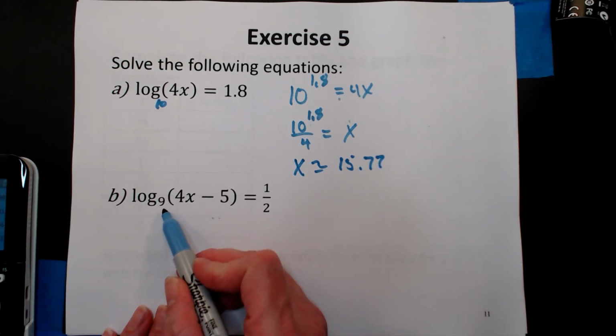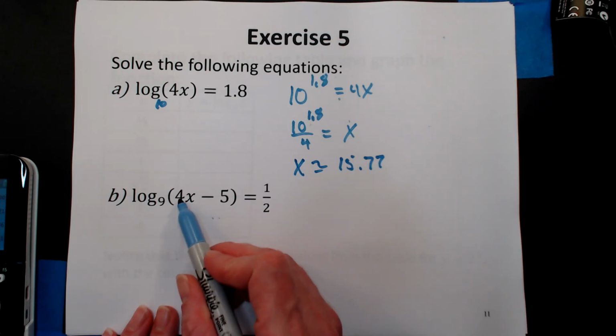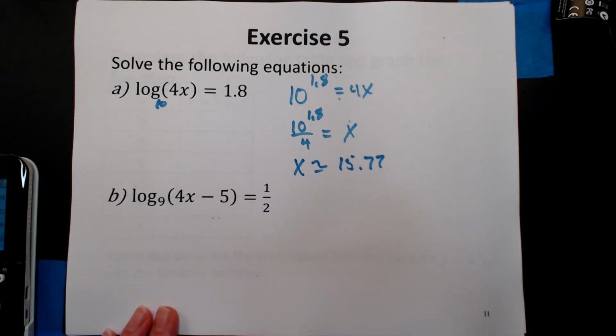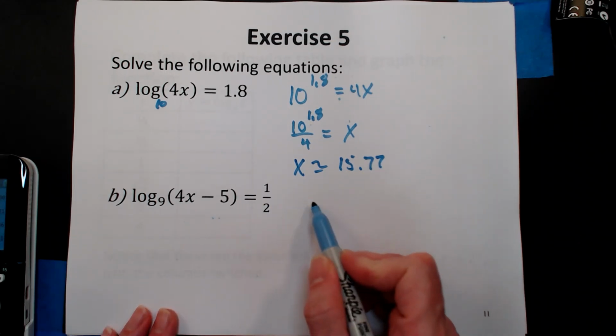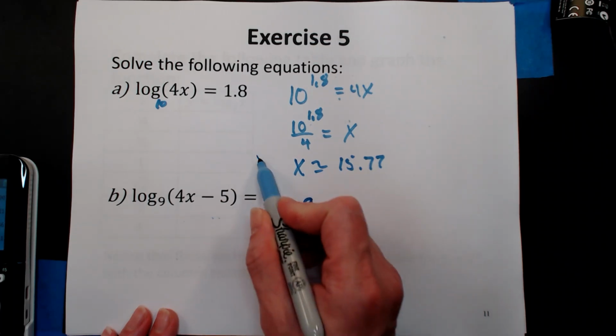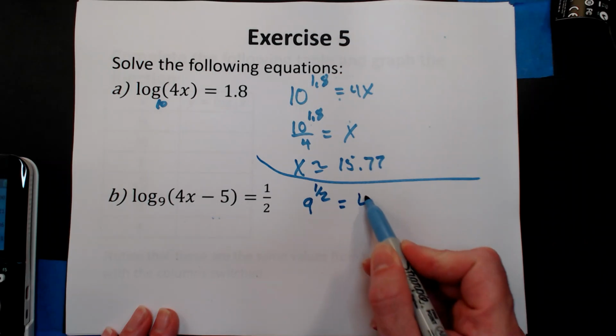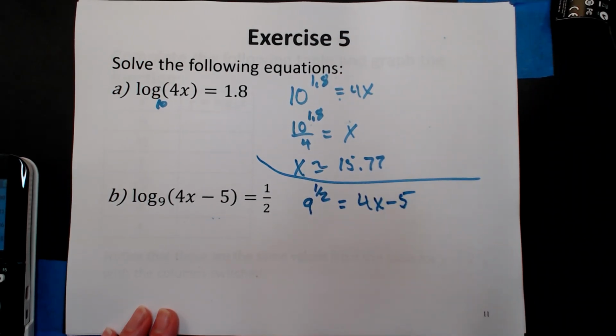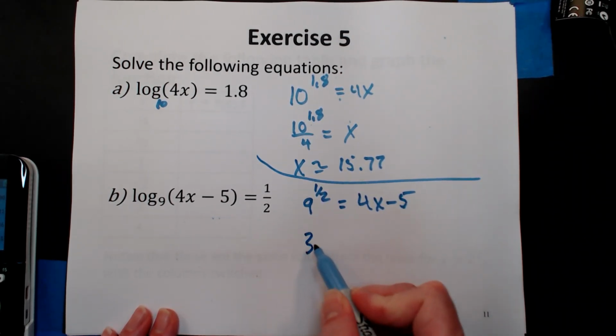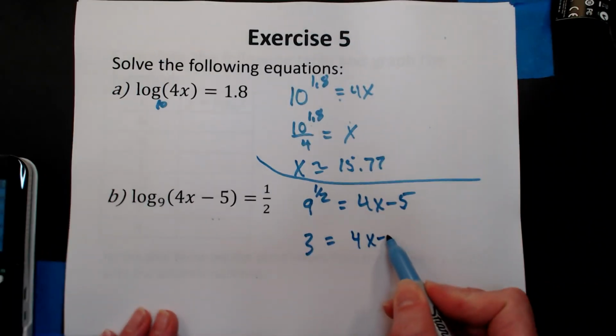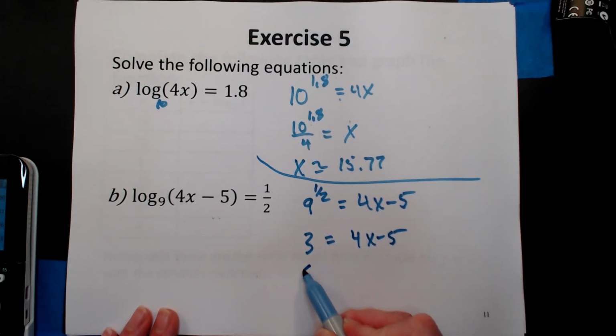Next we have log base 9 of 4x minus 5 equals 1/2. So that means 9 to the 1/2 power equals 4x minus 5. That gives me 3 equals 4x minus 5. Adding 5 to both sides, 8 equals 4x. Divide both sides by 4 and we get 2 equals x, and we're done.